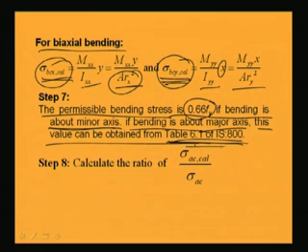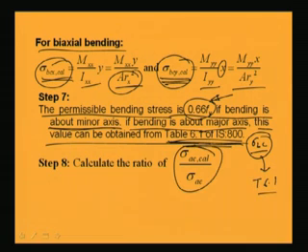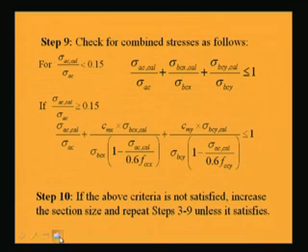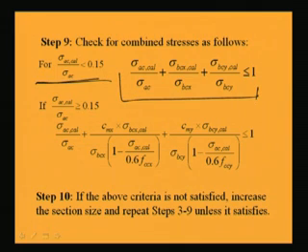So after getting this sigma BC, what we are getting? Sigma BC in x and y directions. About the minor axis this will be 0.66 Fy, and about the major axis this will be found from table 6.1. Now we will find the ratio of sigma AC calculated by sigma AC, and see whether it is less than 0.15 or greater than 0.15. If it is less than 0.15, this expression has to be satisfied: sigma AC calculated by sigma AC plus sigma BCX calculated by sigma BCX plus sigma BCY calculated by sigma BCY should be less than or equal to 1.